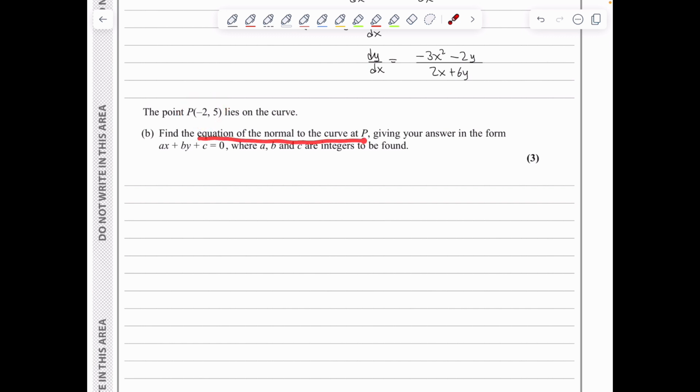Now the point P with coordinates (-2, 5) lies on the curve, and we need to determine the equation of the normal to the curve at this point, giving our answer in the form ax plus by plus c equals 0, with a, b, and c being integers to be found. Well, the first thing to do is evaluate dy/dx at the particular point. So at x is negative 2 and y is 5, which gives minus 3 times negative 2 squared minus 2 times 5, all over 2 times the negative 2 plus 6 times the 5, which gives an answer of minus 11 over 13.